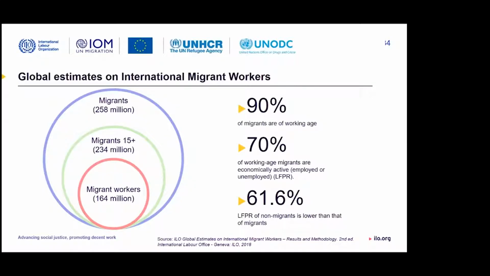Of those 234 million, 164, that is about 70% of them, are economically active, which is to say the labor force participation rate of migrant workers globally is about 70%, which is considerably higher than the labor force participation rate of non-migrants, of everybody who hasn't moved, which stands at about 61.5%.